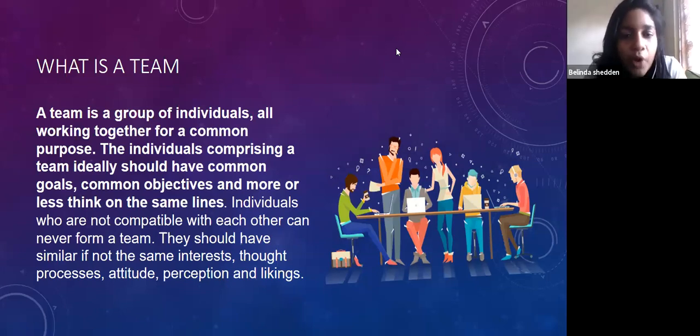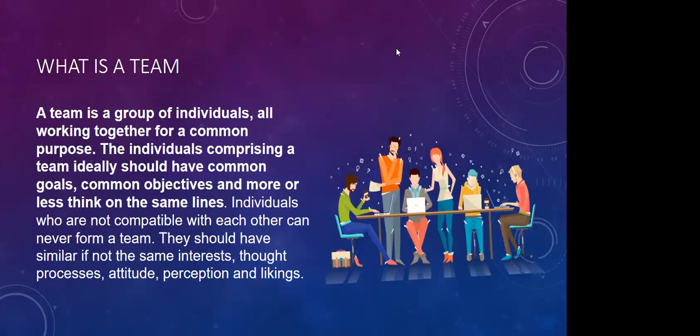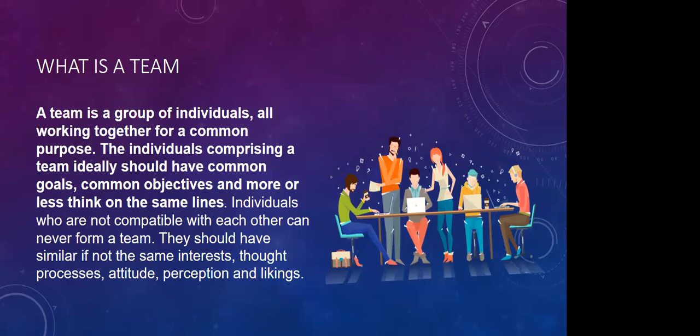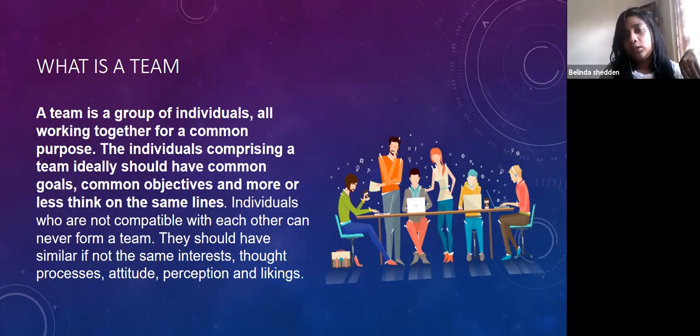So a team is a group of individuals, all right. Sorry, I'm not going to explain, someone has to read this. The same thing you are explaining. Prashant, you have to do that. Read this in English, then you can explain it. The team is a group of individuals all working together for a common purpose. A team is individuals coming together and working for a common goal. The goal is not for just one person but for the whole team. The individuals comprising a team ideally should have common goals. So team, because of common goals.